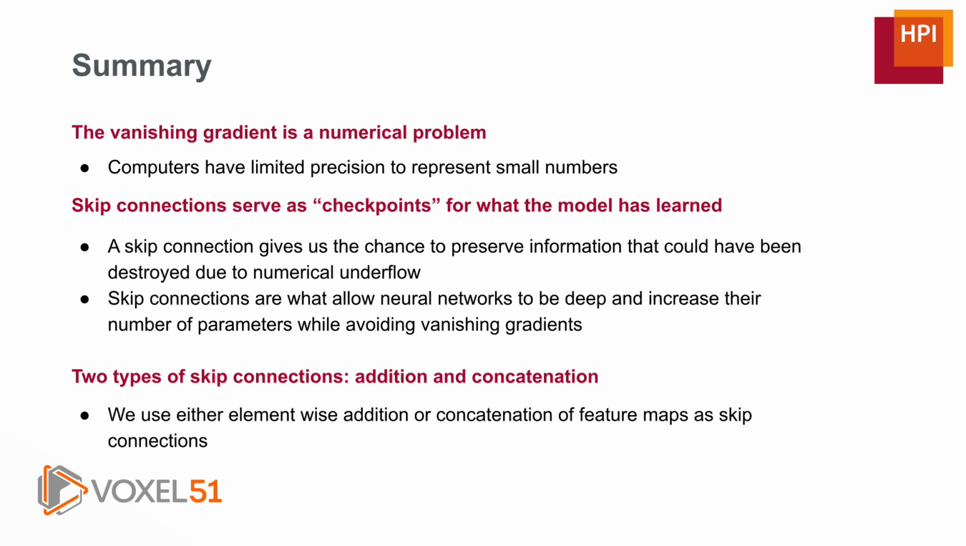So, to wrap up this video, we saw that the vanishing gradient is a numerical problem, and it comes from the fact that computers have limited precision to represent small numbers. We saw that skip connections serve as checkpoints for what the model has learned, and they give us a chance to preserve information that would have been destroyed due to numerical underflow. We saw that there are 2 types of skip connections. We use either element-wise addition or concatenation. Both of these operations are quite straightforward to implement in PyTorch. They just require us to write 1 or 2 lines of code.